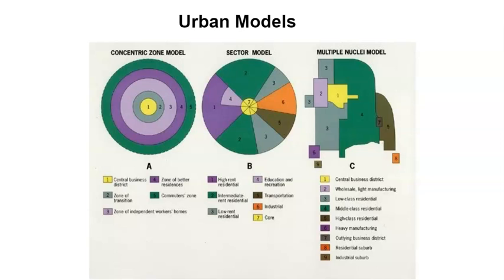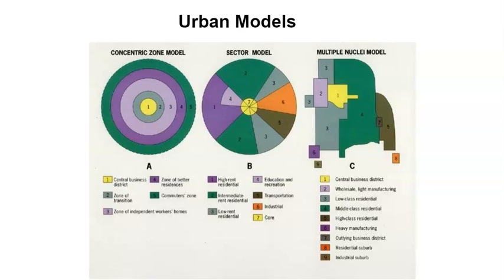Then we see the zone of transition. After that, we see the zone of independent workers' homes, and then the zone of better residences, and then the commuter zone. The zone of transition is just outside of the central business district. Sometimes it doesn't become developed because investors may see it as something that's constantly caught in shifting urban patterns. An example of this would be Skid Row in the LA area.